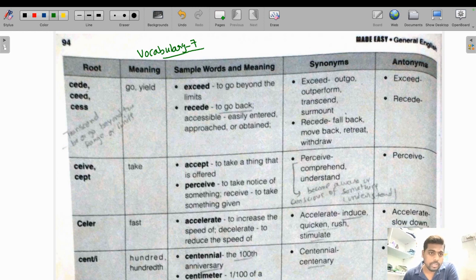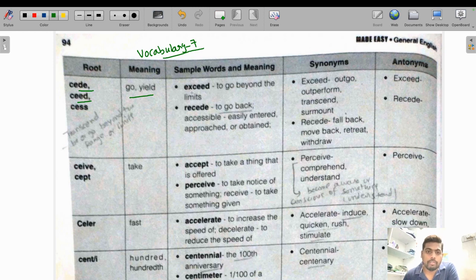So the first root word is CEDE or CEED. Basically this root word means go or yield. If you go somewhere or if you try to yield something, you can say CEDE or CEED.